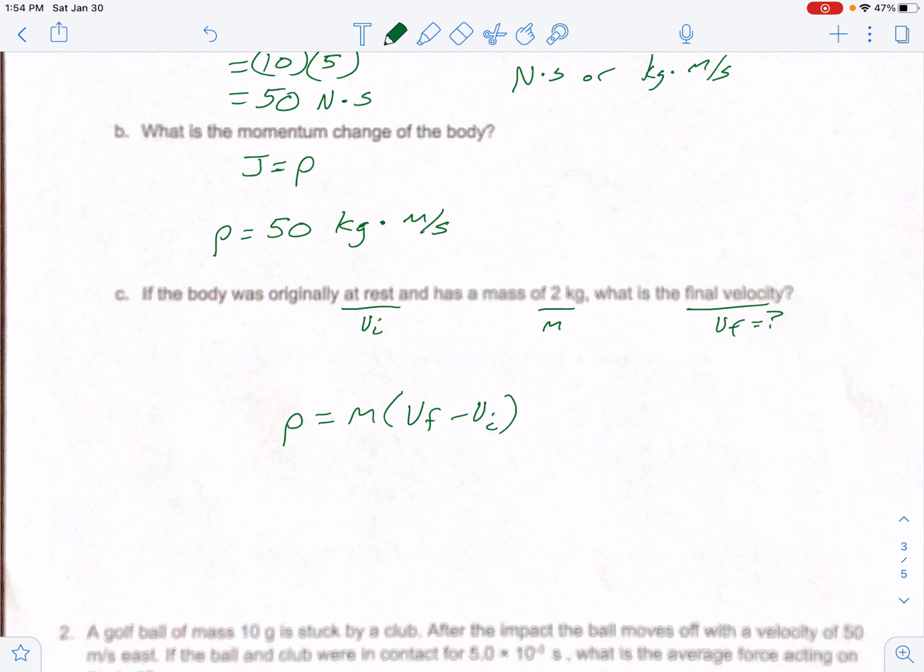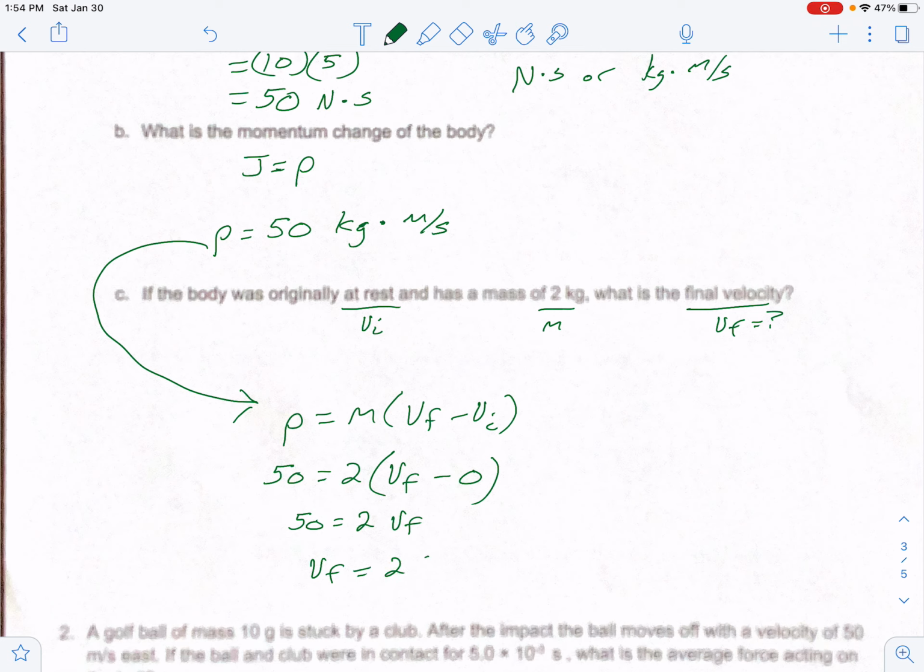Okay, P we already found that, so that's 50. So 50 equals my mass, which is 2 kilograms, times VF, which I don't know, so I'm going to leave it as that. And my VI is going to be 0 because it was at rest, so VF minus 0. So 50 equals 2 VF. Divide both sides by 2, and you get a velocity of 25 meters per second.